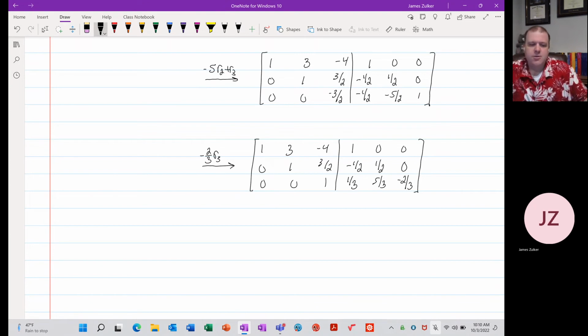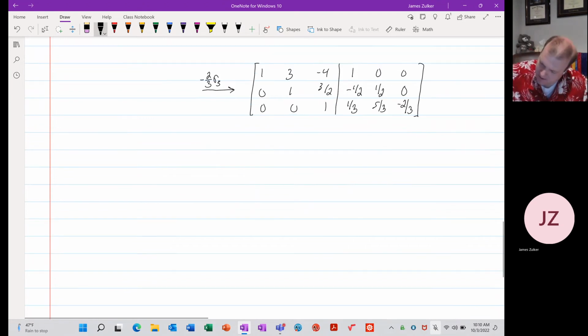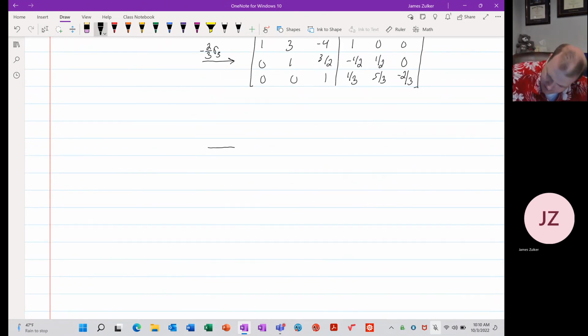Okay. So we now need to go ahead and zero out the entries above the 3, 3. And that can be done with negative 3/2 row 3 plus row 2, and then 4 row 3 plus row 1. And we will be left with this.